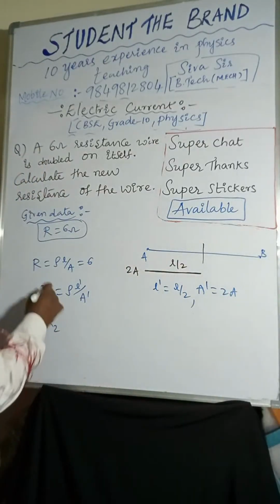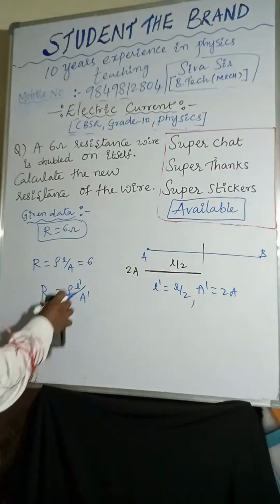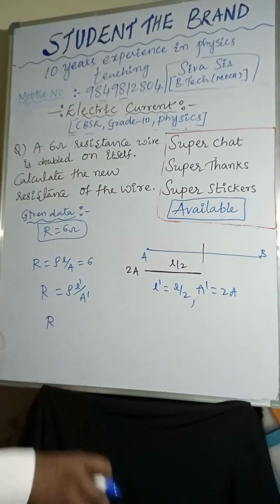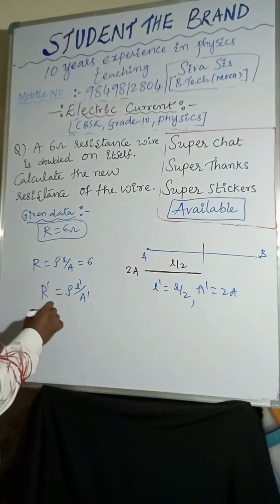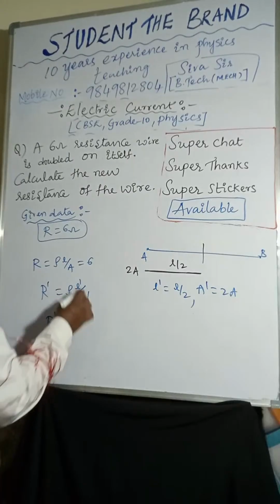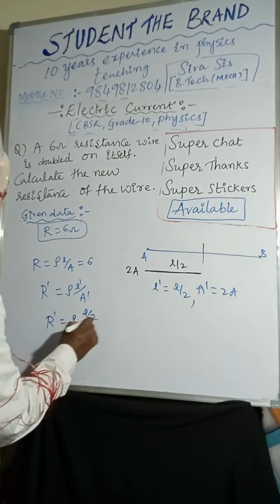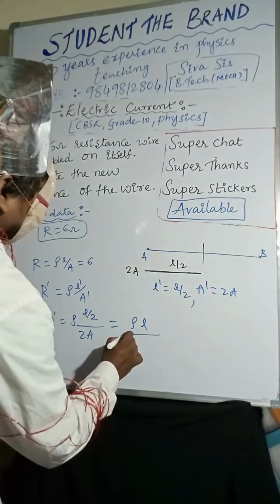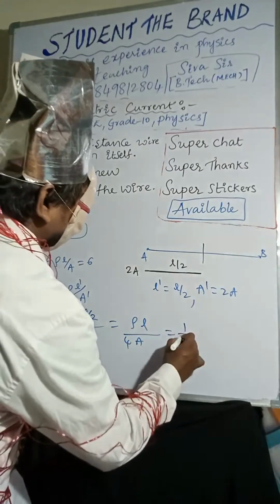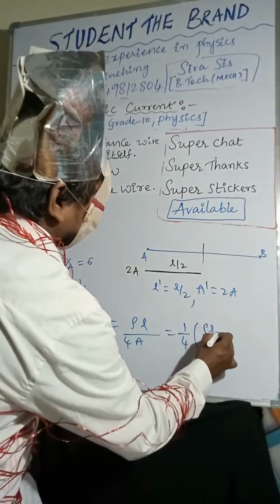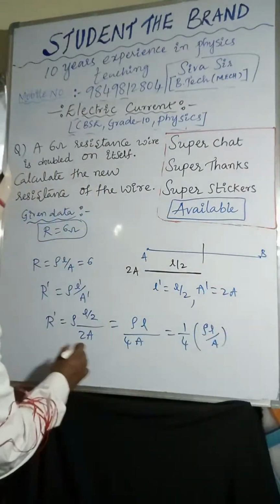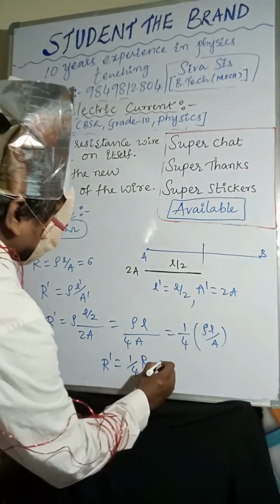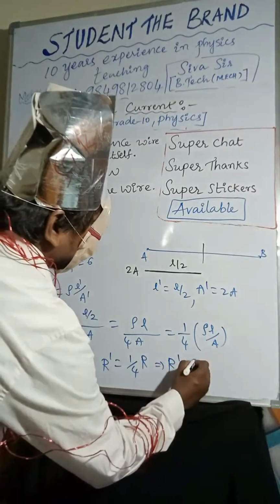R dash also we can consider. Instead of taking R2, better you consider R dash. R dash equal to rho into L dash, which is L by 2, by A dash, which is 2A. Then you will get rho into L by 4A. So 1 by 4 into rho L by A, which is R. So R dash equal to R by 4.